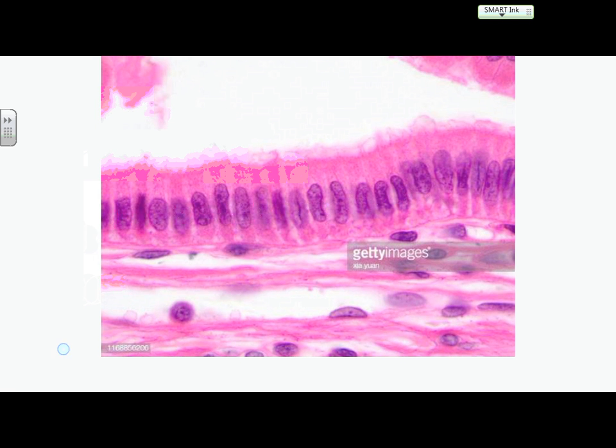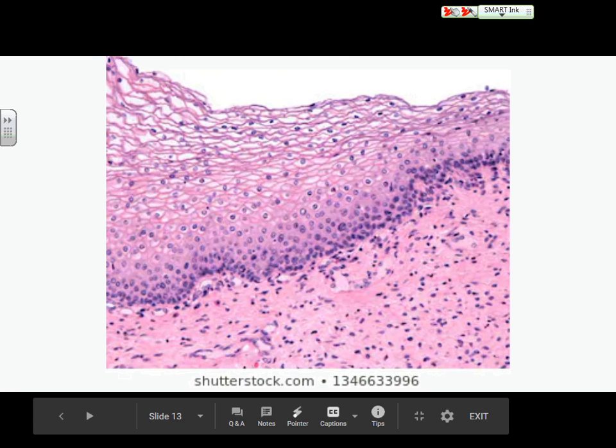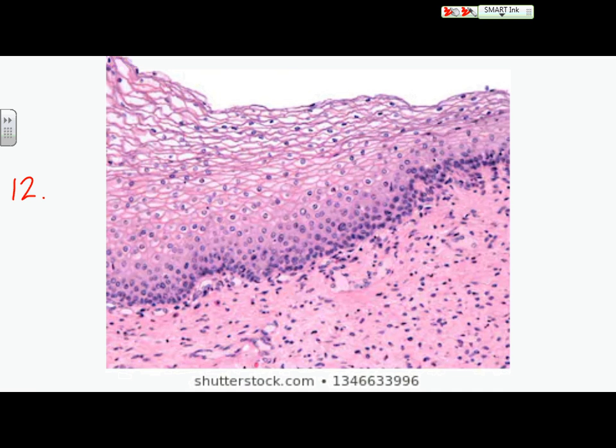Okay. And last one, number 12. So definitely looks like multiple layers of cells, kind of looking up here. And the cells at the surface, they do look kind of like flattened, flaky. This is going to be our stratified squamous.